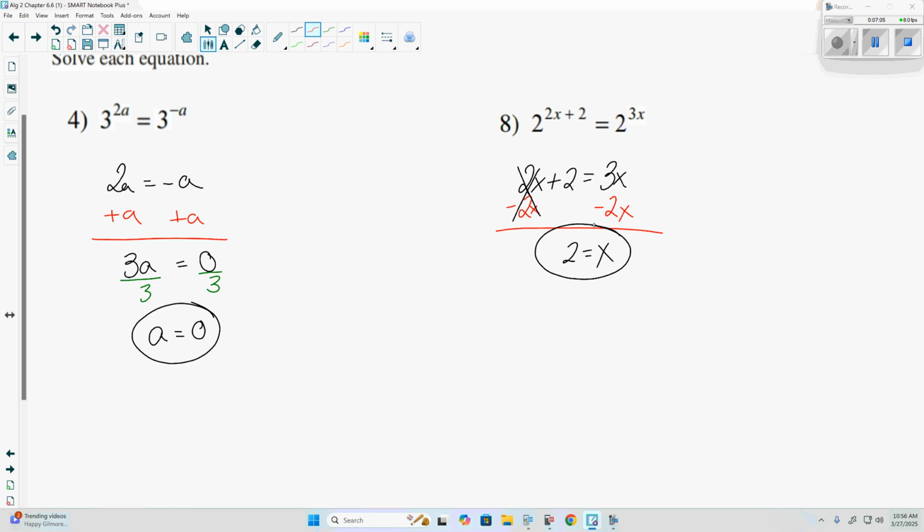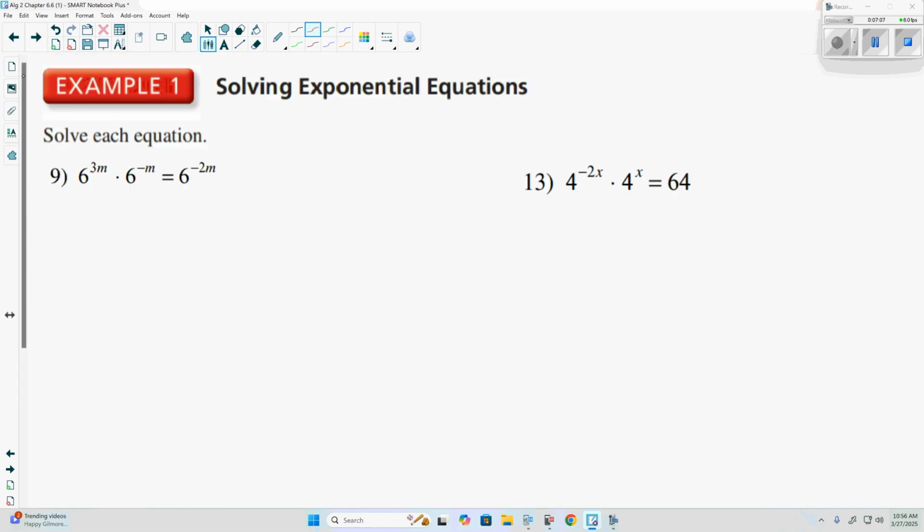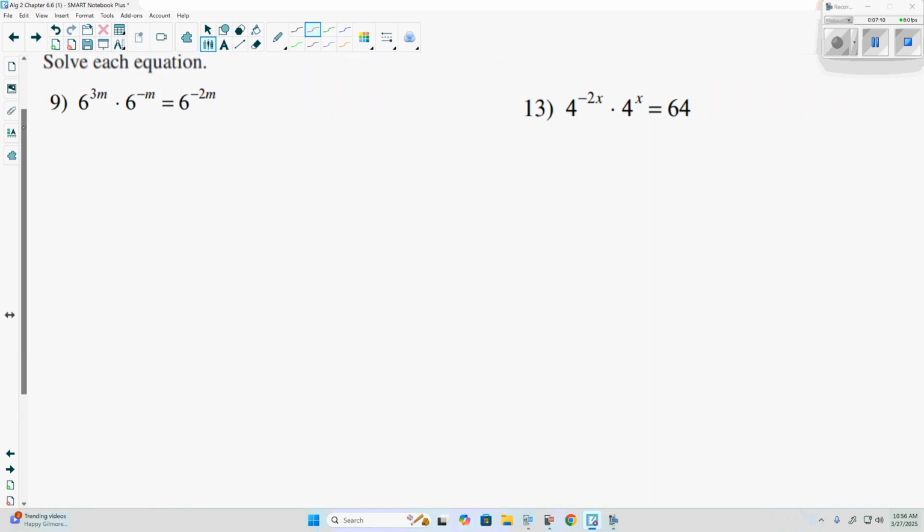Questions on this here? Let's look at these next two here. We have 6 to the 3m times 6 to the negative m is equal to 6 to the negative 2m. Are the bases the same? Do we have 1 on either side? No, we have 2 on one side, 1 on the other, yes? Now, properties of exponents state that if we multiply like bases, we do what? We add the exponents. So yes, all the bases are the same, but we need 1 on either side. We can't have 2.